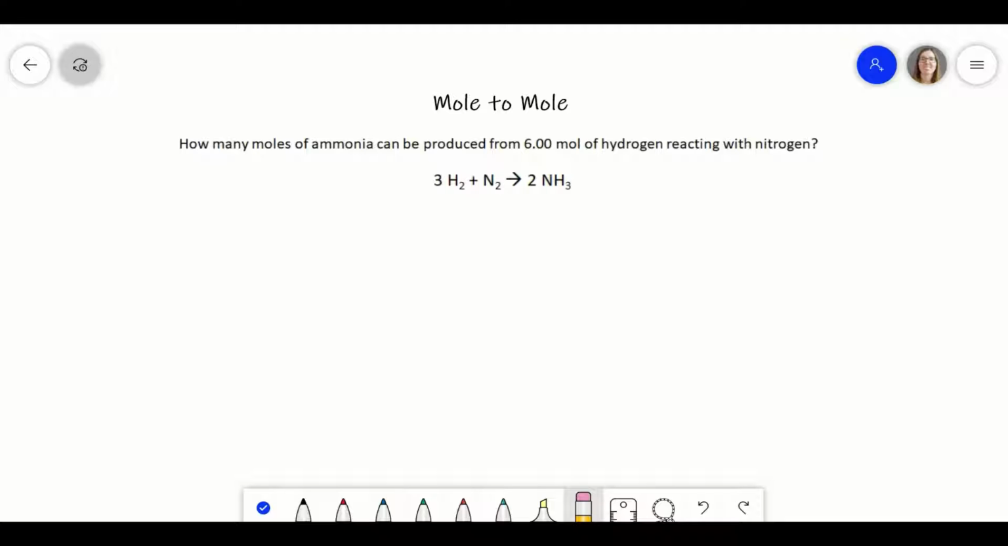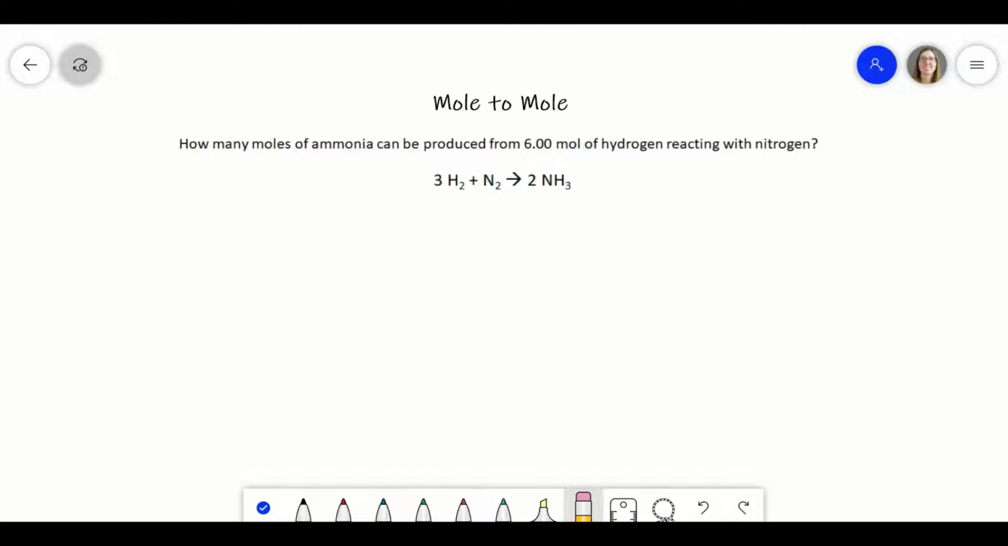So this problem asks, how many moles of ammonia can be produced from 6.00 moles of hydrogen reacting with nitrogen? And then a balanced chemical equation is given to us. Before we begin solving this problem, let's make sure we understand the substances that are named in the problem and how they correspond to the formulas given in the balanced chemical equation. So ammonia has the formula NH3, hydrogen has the formula of H2, and nitrogen has the formula of N2.